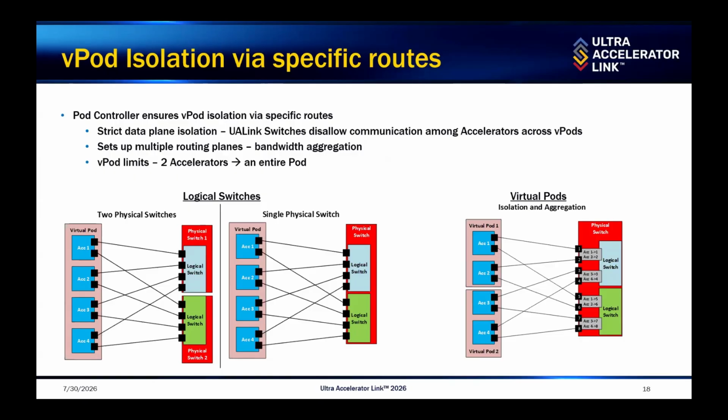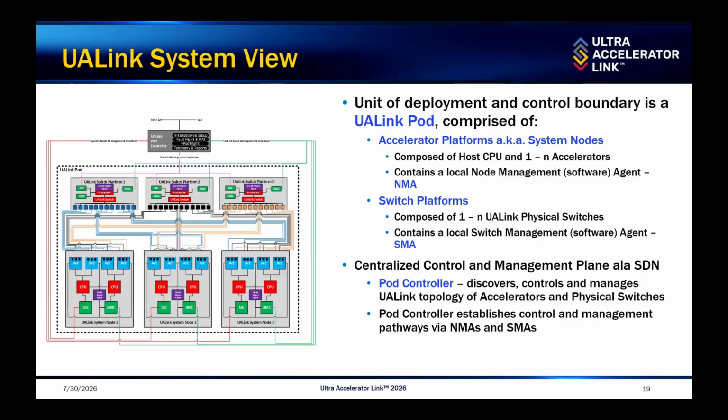The diagram on the right really shows how we accomplish isolation, and that's by programming the routes into the physical switch so that traffic goes out a known port given the source and destination accelerator IDs and the port that the traffic came in on. So that's about isolation. I'm going to turn it over to Arun to talk about the system view.